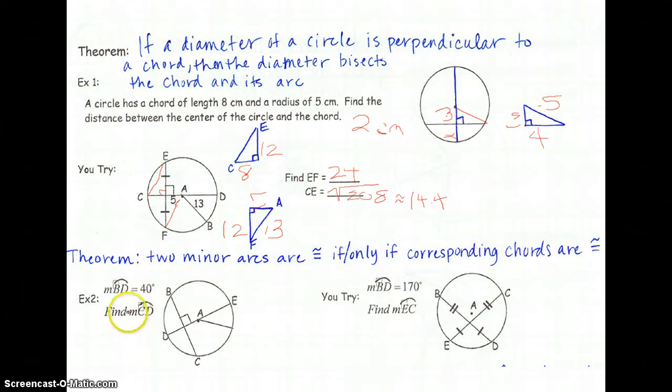So let's take a look at this example too. The measure of arc BD is 40 degrees. So the arc itself on the outside of my circle here is 40 degrees. What is the measure of arc CD?